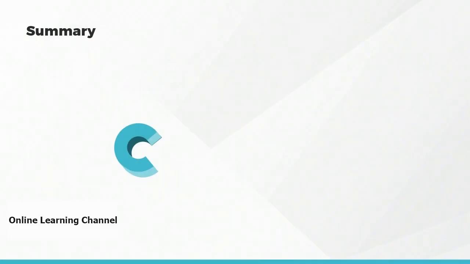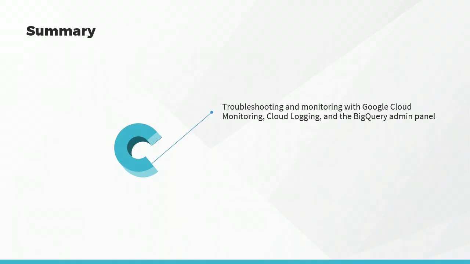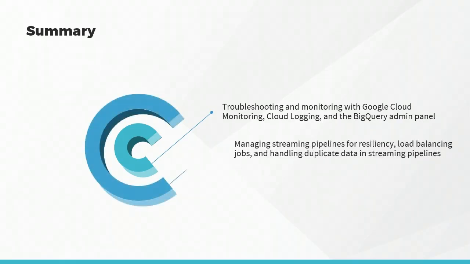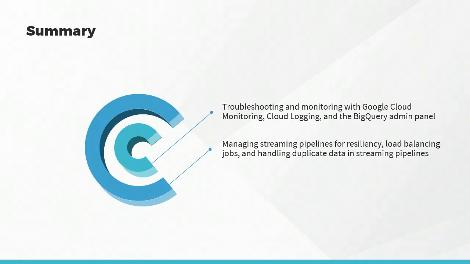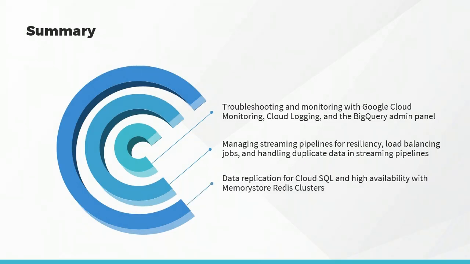So in this course, we've examined how to troubleshoot and monitor cloud environments, manage resilient streaming data pipelines, and ensure high availability across distributed systems. We did this by exploring troubleshooting and monitoring with Google Cloud Monitoring, Cloud Logging in the BigQuery admin panel, managing streaming pipelines for resiliency, load balancing jobs, and handling duplicate data in streaming pipelines, data replication for Cloud SQL, and high availability with Memorystore Redis clusters.